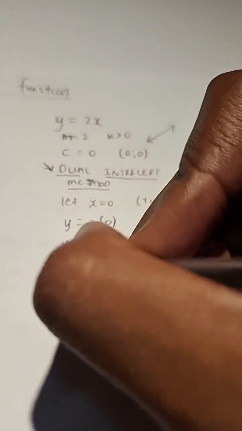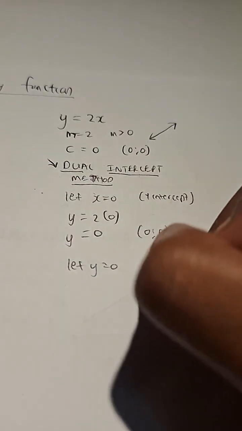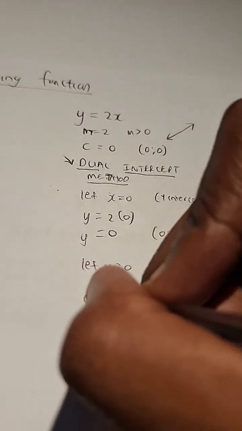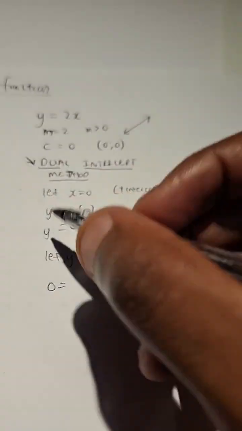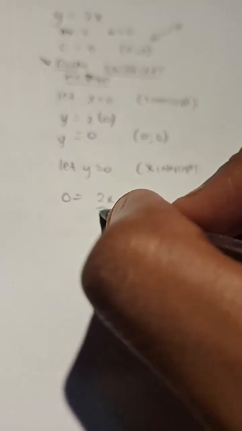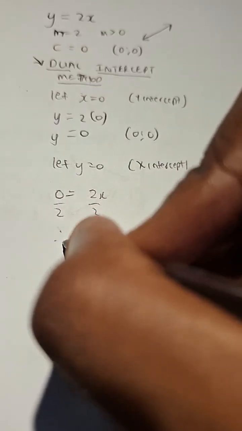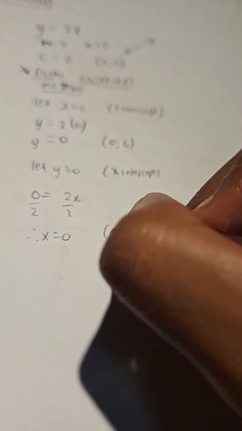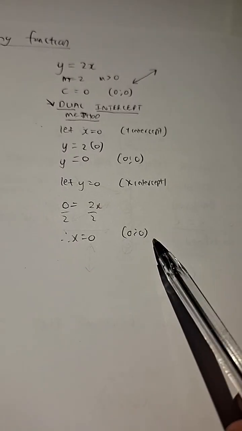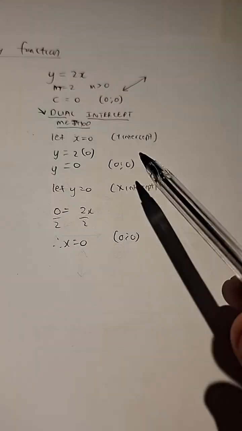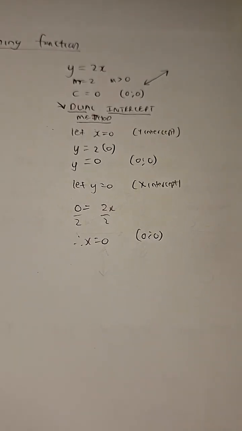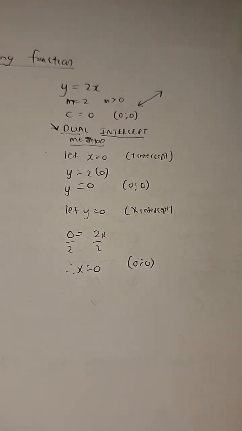Then remember, you would also let y be equal to 0, which is basically how you find your x-intercept. And then you'd substitute in that equation, 0 is equal to 2x. Then you solve for x. If you divide both sides by 2, therefore x is also equal to 0, which means 0, 0. So the dual intercept method simply gives you the coordinates of the origin. That's not enough for you to be able to sketch your function.